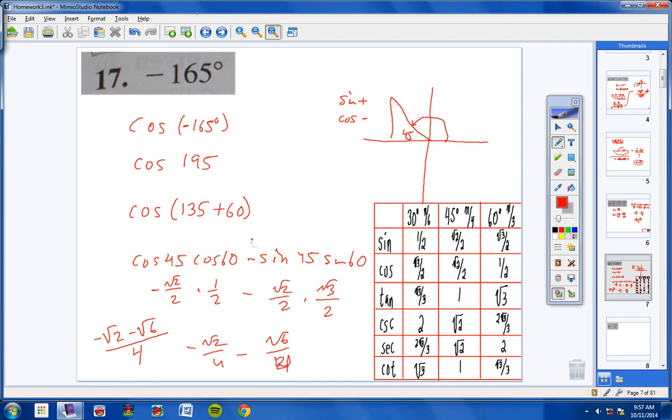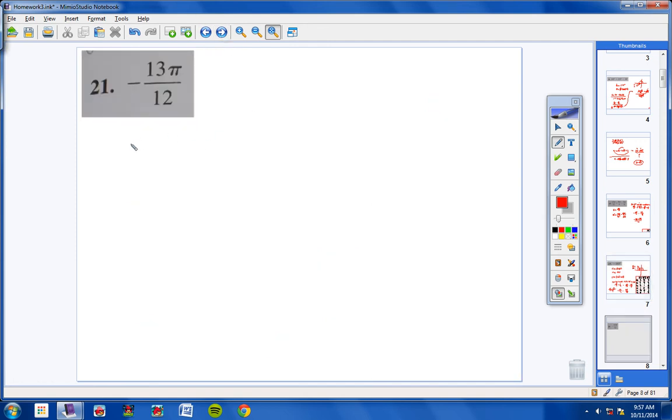Number 21 is going to be tangent. And I would recommend that you definitely change 13 pi over 12 to degrees. It'd be a lot easier trying to figure out the angles that you're going to add or subtract. Okay, so here we go. Let's see what we can do here.